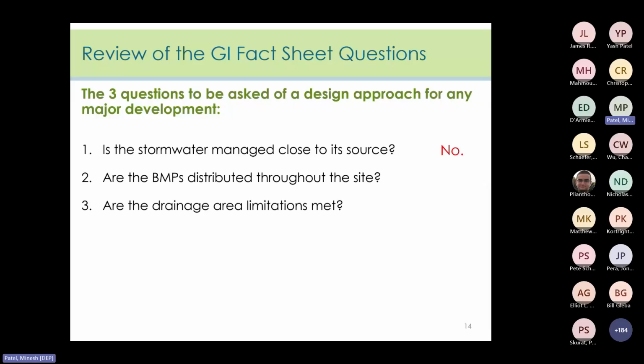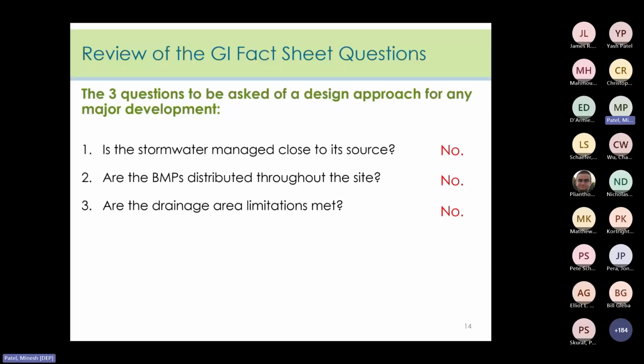The second question, are the BMPs distributed throughout the site? Well, the BMPs were all located near each other along the southern property line. So the answer here is also no. And the third question, are the drainage area limitations met? It doesn't look like Basin 2 and 3 infiltrated the water quality design storm, and were instead discharging downstream during the water quality design storm. So the answer likely for question 3 is no.